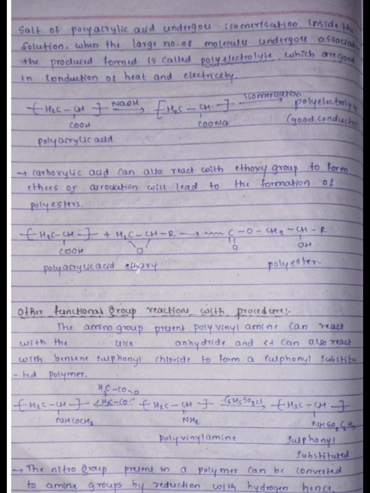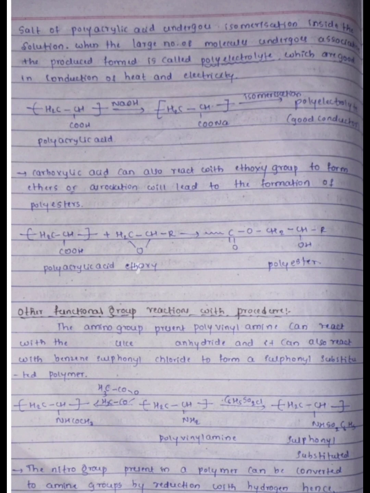Carboxylic acid can also react with ethoxy group to form esters, or association will lead to the formation of polyesters. Here are the two reactions given. Please observe it, in context with the carboxylic acid functional group.